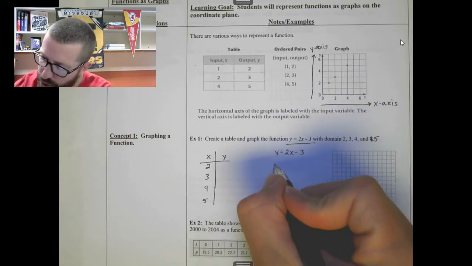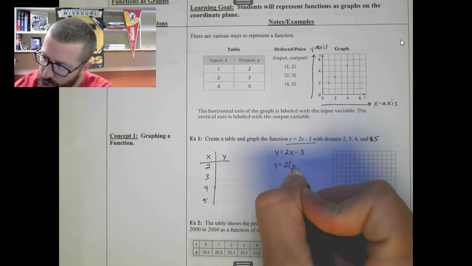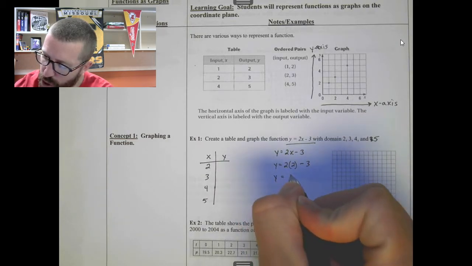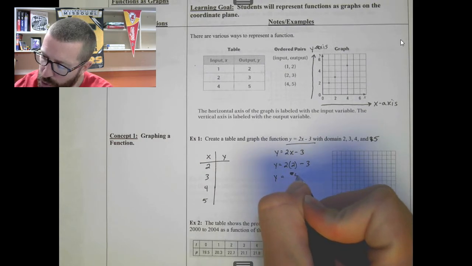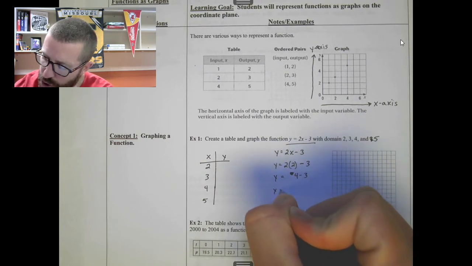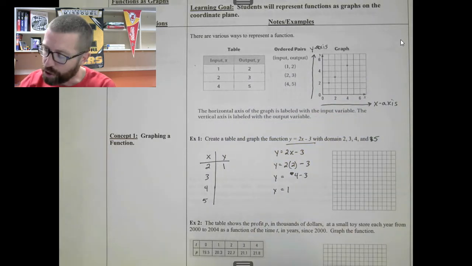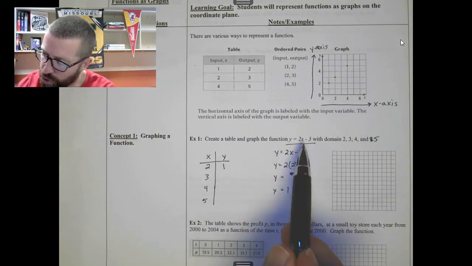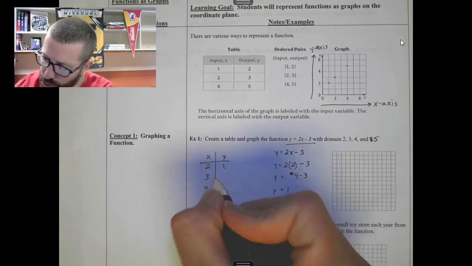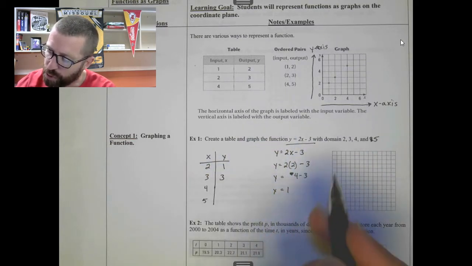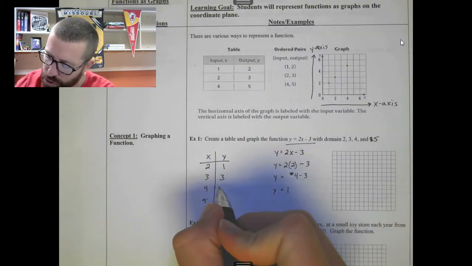But we're going to take 2 and plug it in for x. And so this gives me y is equal to 4 minus 3, we'll go ahead and write that out in the first one, is equal to 1. And then you would do this for each point. So take 3 times 2 is 6, minus 3 is 3. 4 times 2 is 8, minus 3 is 5.